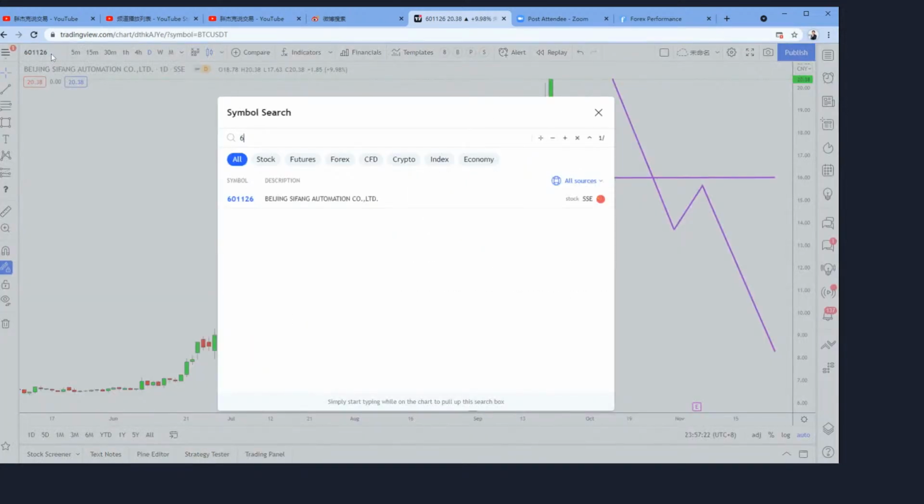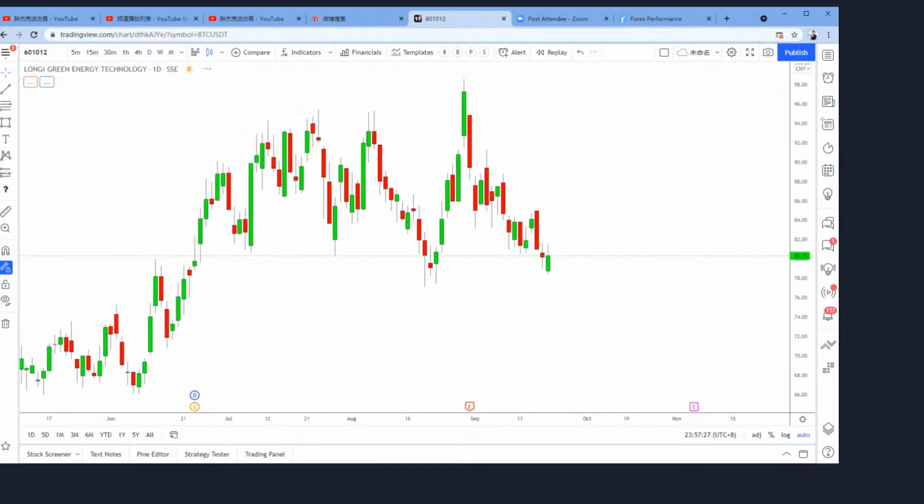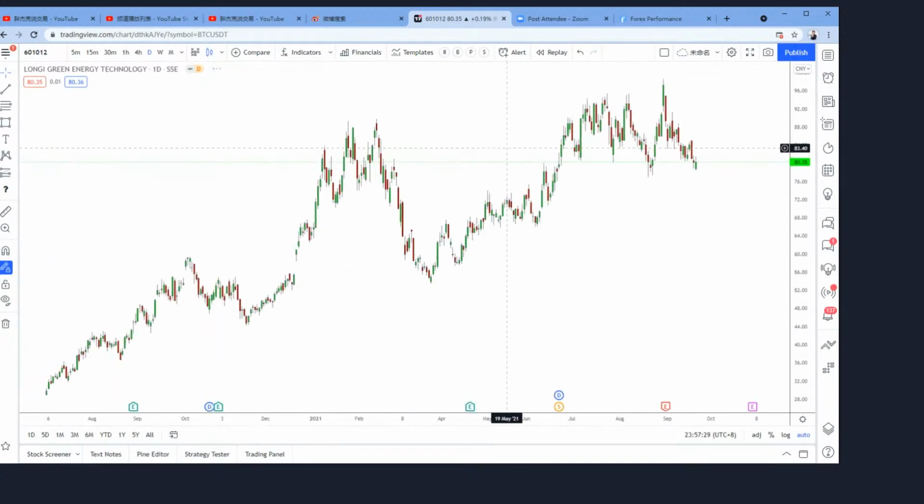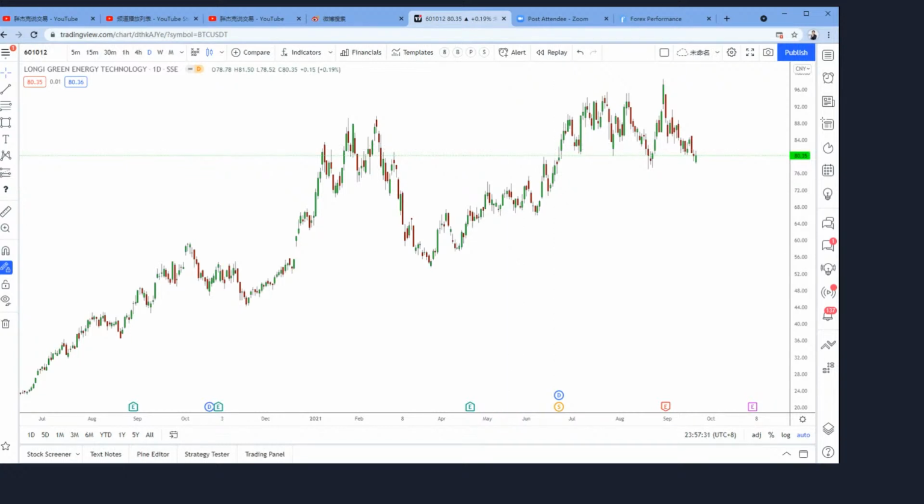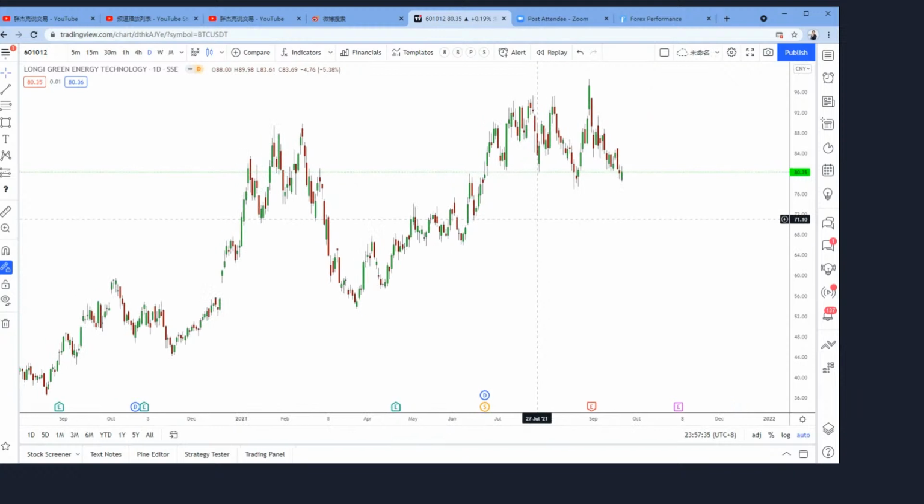601012, all right, sure. Long green energy. What is the name? This one is not very good. Sterling U, okay, sure. I will cover sterling later on.